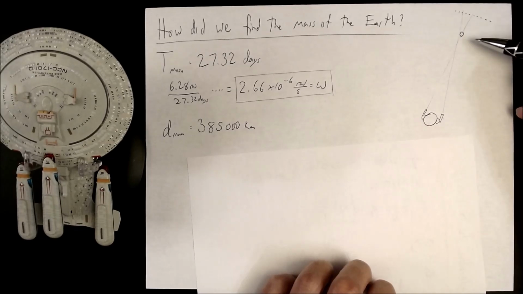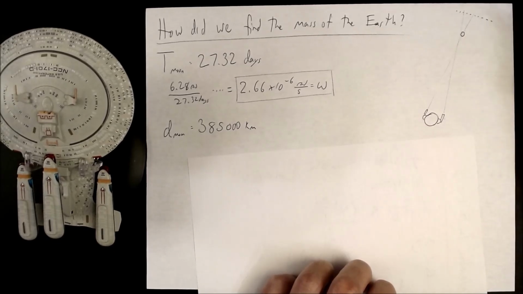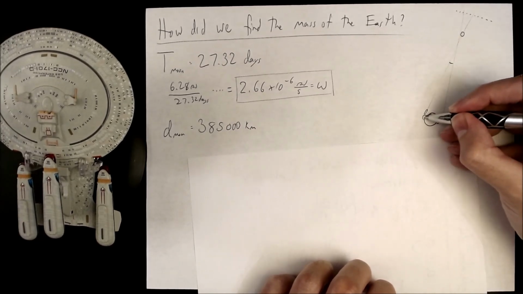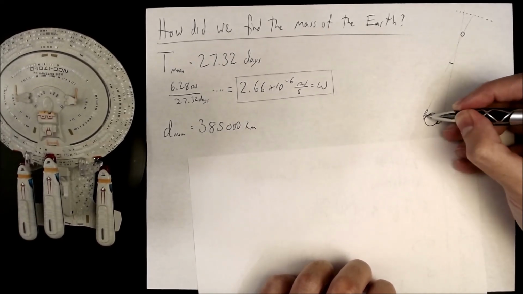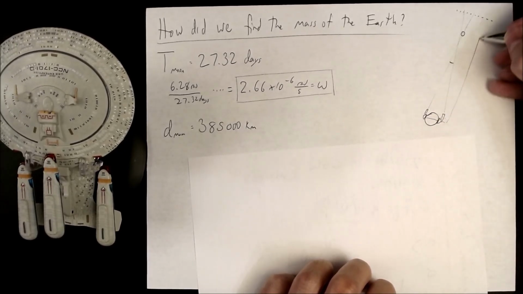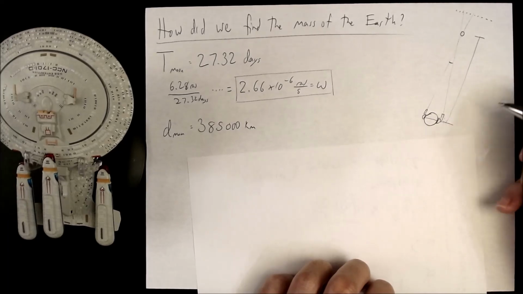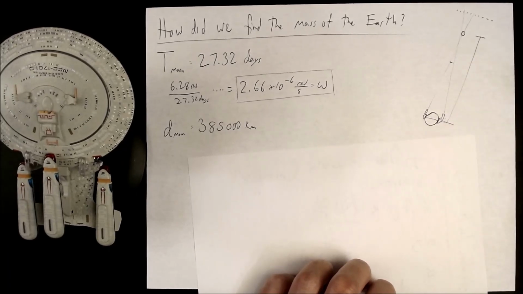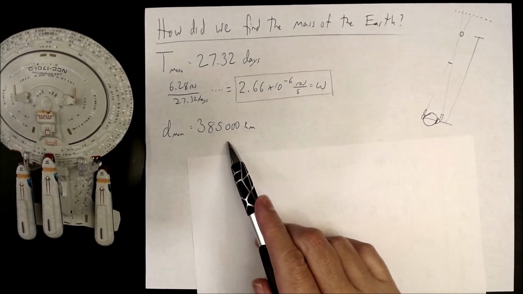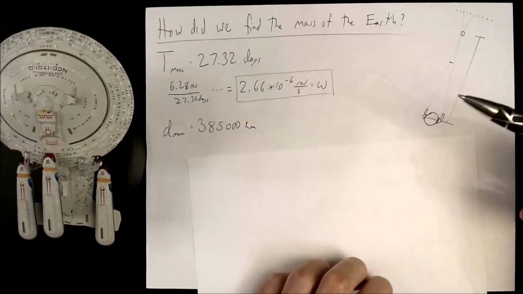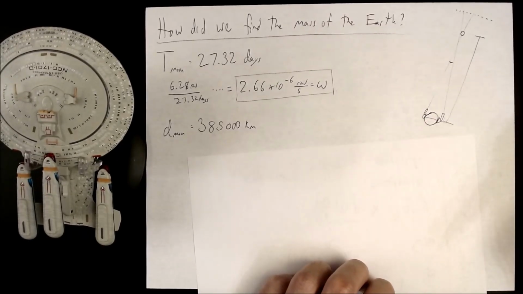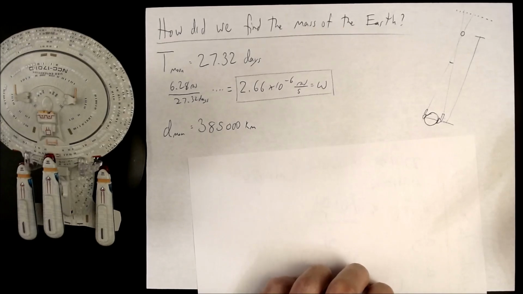You can measure that angle, and with that angle and the distance between this telescope and this telescope, which is just the diameter of the Earth in this case, you can find the distance to the moon. That has been known for hundreds of years, actually. So the distance to the moon is well known, and the period of the moon's orbit is well known, therefore the angular velocity of the moon's orbit is well known.